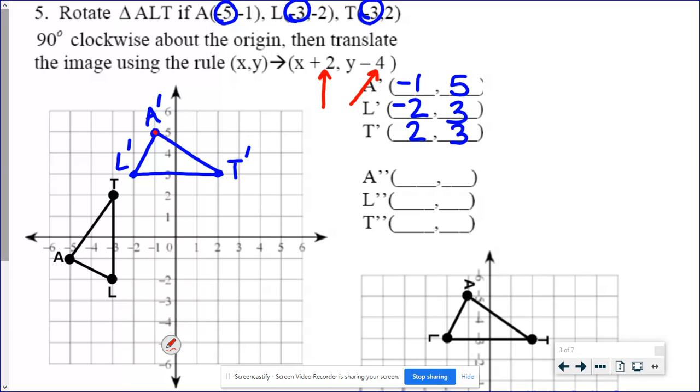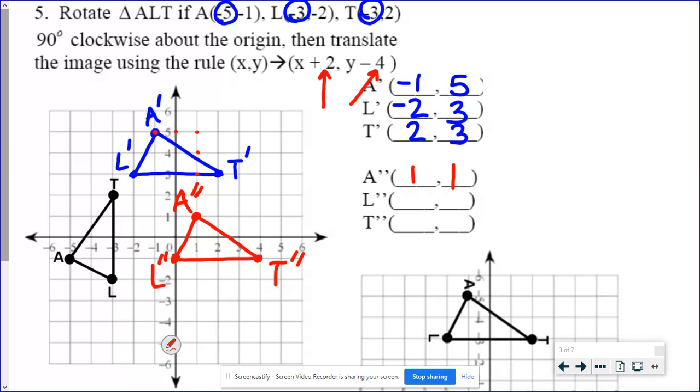So from my point A prime right here, 2 to the right, down 1, 2, 3, 4. Right here is my A double prime. L, 2 to the right, down 1, 2, 3, 4. I'm not going to put points all over here because I think it'll get too confusing. And T, 2 to the right, 1, 2, 3, 4 down. There we go. Those ordered pairs, point A is now going to be at 1, 1.